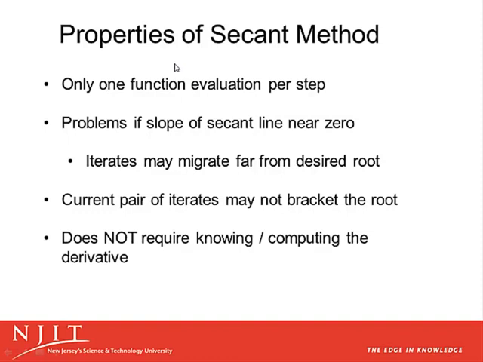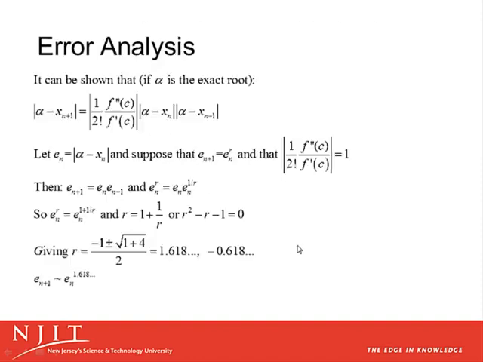What are the properties of the secant method? Well, there's only one function evaluation required for each step. There are problems if the slope of the secant line is near 0, just like if the derivative is near 0 for Newton's method. The iterates may migrate far from the desired root if that slope of the secant line is near 0. The current pair of iterates may not bracket the root in this case. We're just taking the last two iterates, and if they're both on one side of the root, that's okay, and we're just going to keep going with it. And it does not require knowing or computing a derivative.